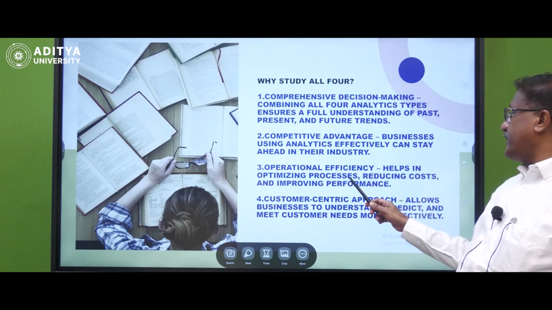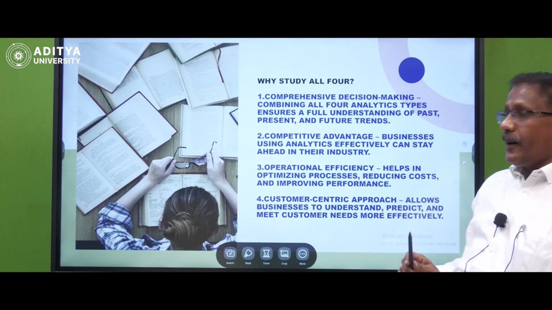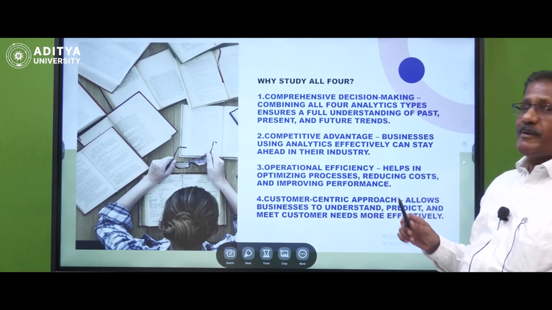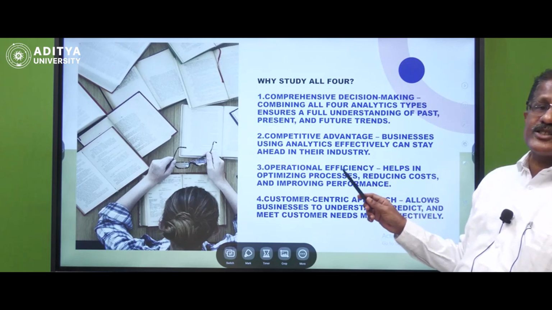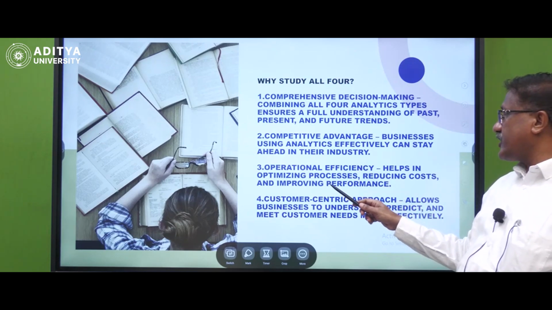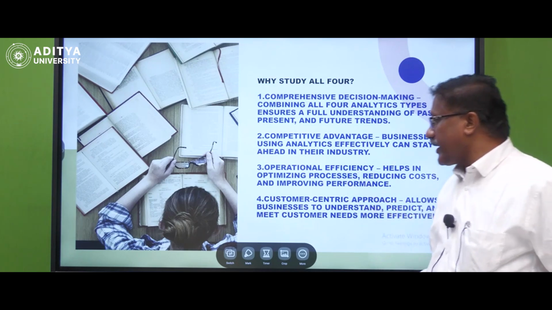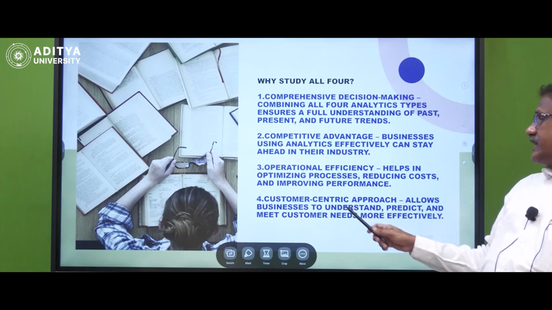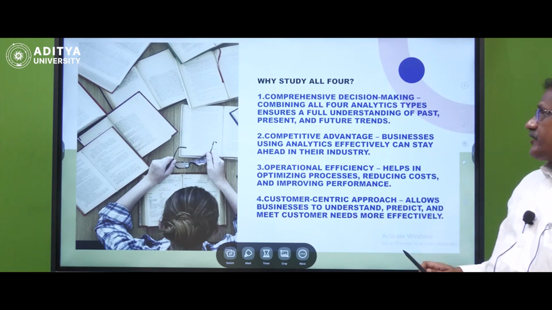It helps in optimizing processes, reducing the cost, and improving the performance. Operational efficiency means optimizing processes at a very high level. It also reduces the cost and improves the performance. That is the third point. And the fourth point is customer centric approach. It allows the business to understand, predict and meet the customer needs more effectively.